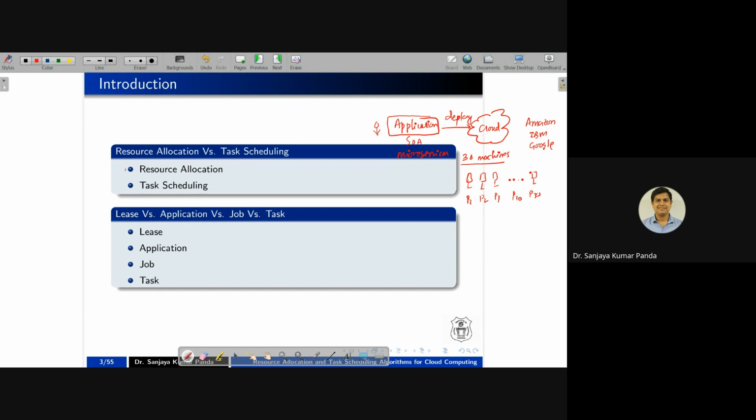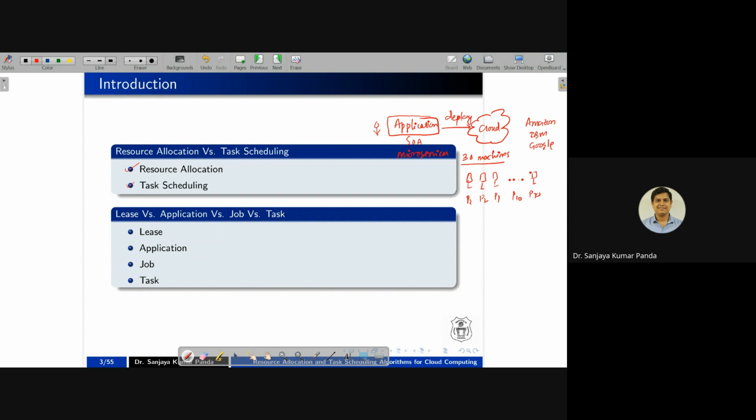So basically, this is the difference between these two terms, resource allocation and task scheduling. In some cases we use resource allocation, in some cases we use task scheduling, and together we call it resource allocation and task scheduling. But there is a difference between these two. Similarly, here you can see we have lease, application, job, and task. These terms also have some differences.